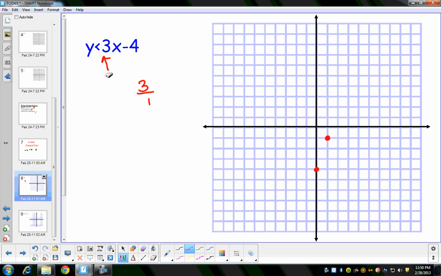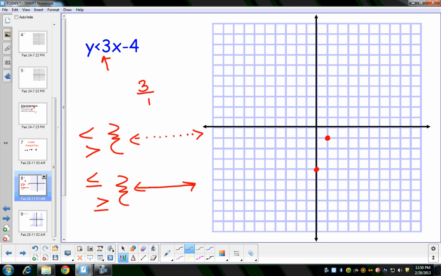If you have a less than or a greater than sign, you're going to do a dotted line. Then you're going to put arrows at the end of the dotted line. If you have less than or equal to or greater than or equal to, you're going to put a solid line like you normally would. And here is the reason why.